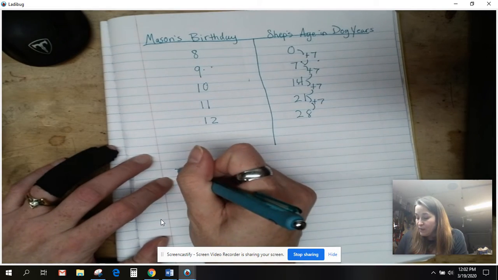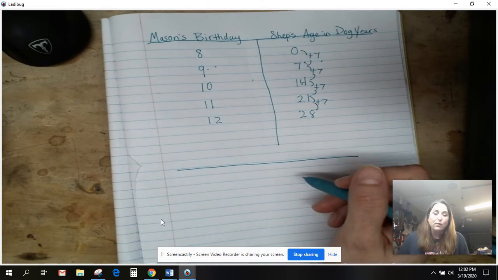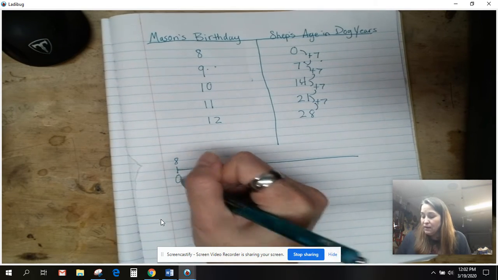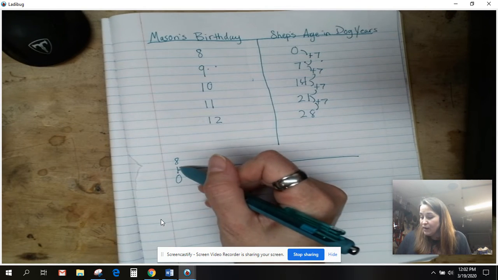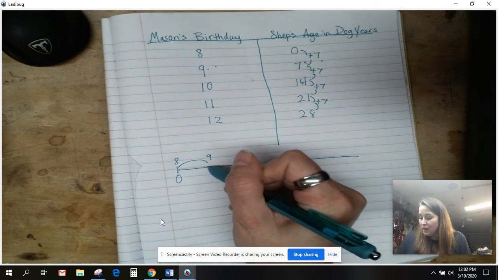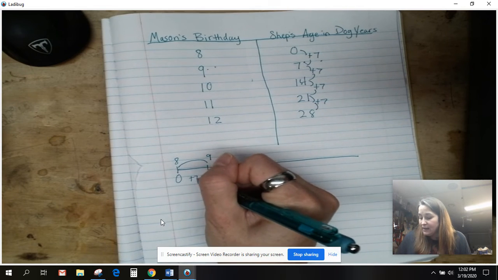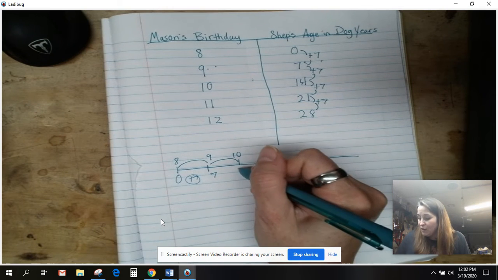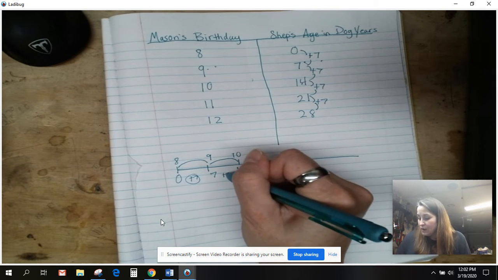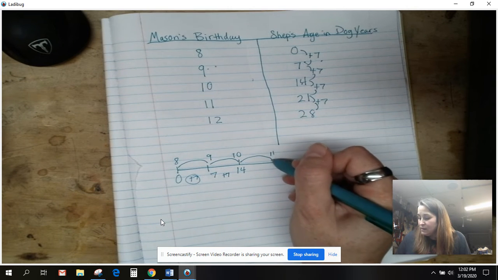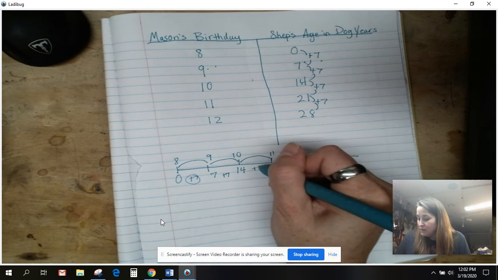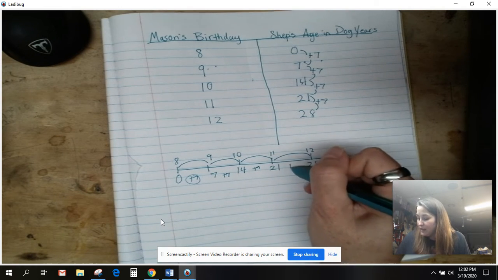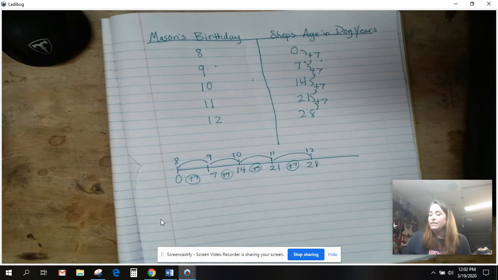One of the next entry points that we could use is a number line. This is an open number line. The kids are familiar with them. So if we have on top Mason's birthday and then Shep's. So 8, so we know when he goes up to 9, we see 7. So again, adding that 7 piece. So going up to 10, he's 10 years old, Shep is 14. Then going up to 11, Shep is 21. And then going up to 12, Shep is 28. So we see adding 7s each time.